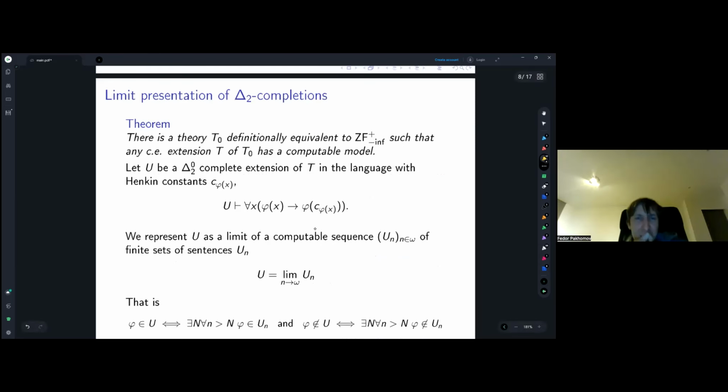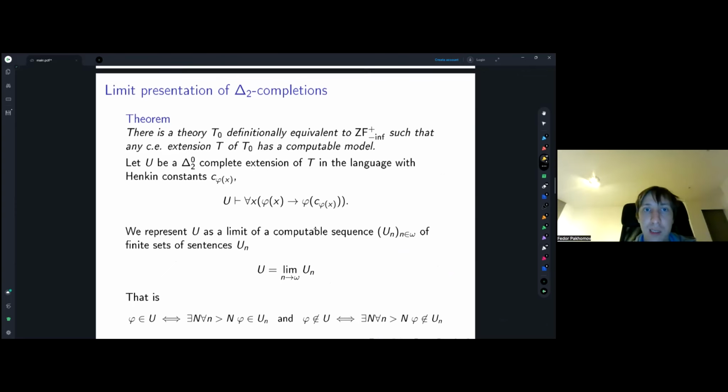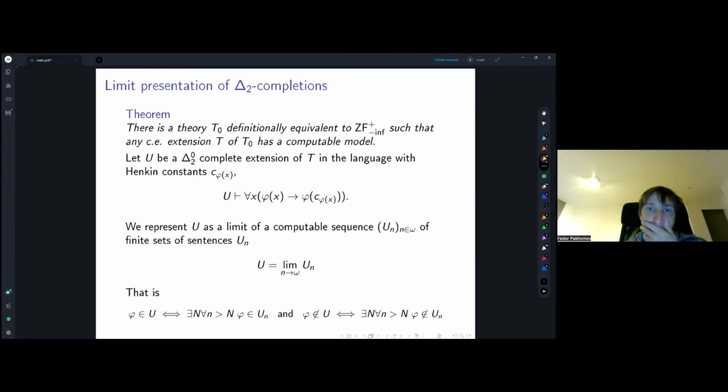Okay, so now let's go to the proof of the main theorem. To remind you, we want to prove the following. We already constructed the theory T0 and showed the definition equivalent to ZF minus inf. Now what we want to show is that any enumerable extension T of T0 has a computable model, or more precisely, of course, any consistent enumerable extension.